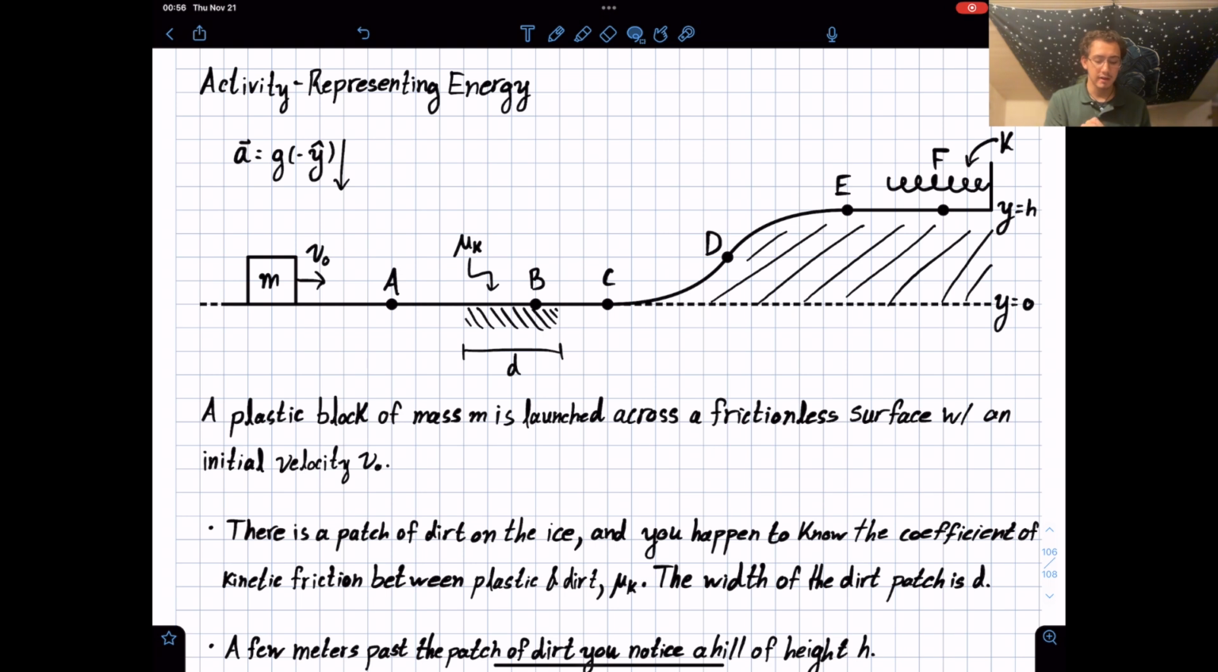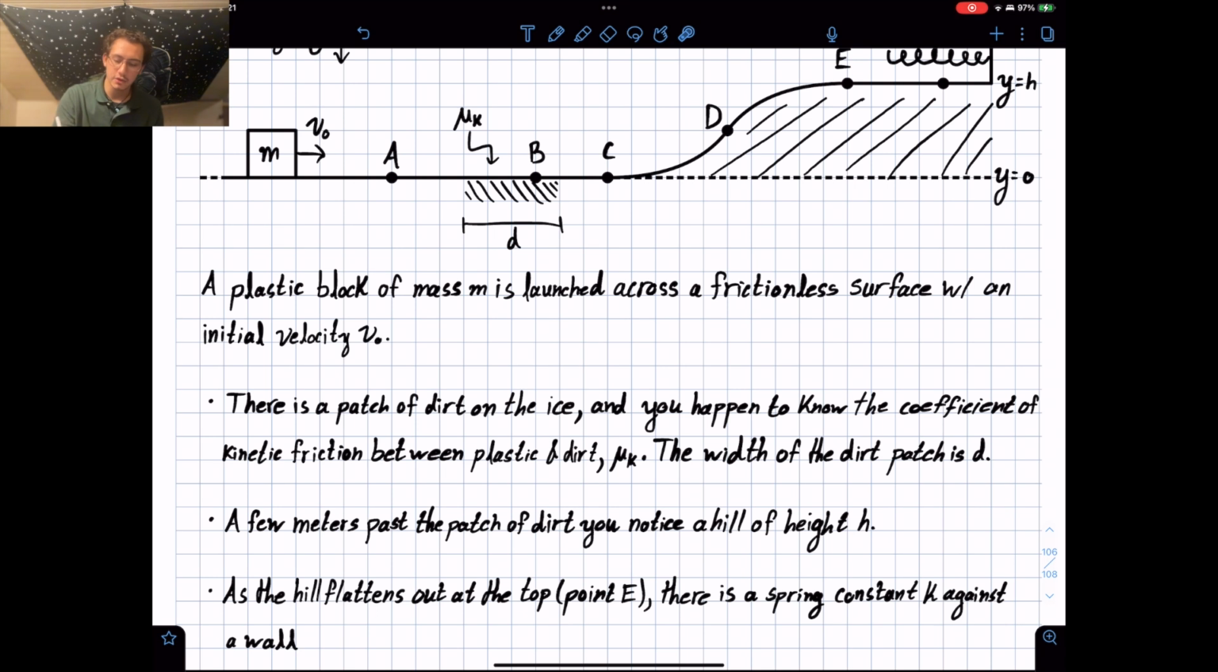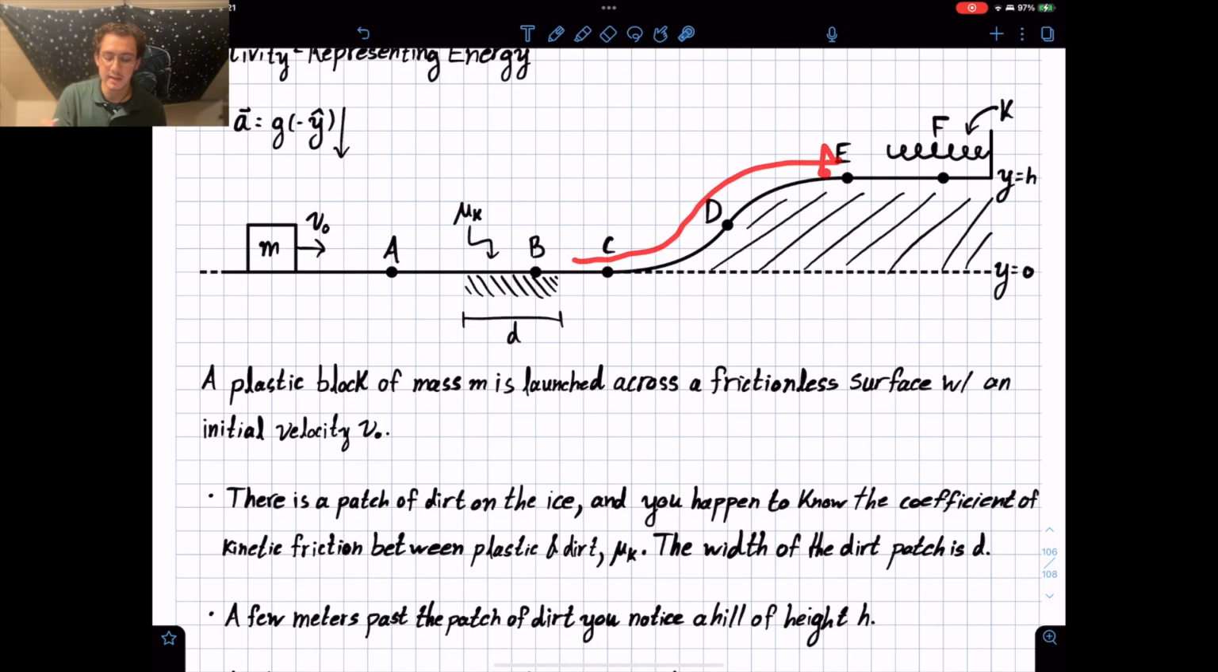A plastic block of mass m is launched across a frictionless surface with an initial velocity of v0. There's a patch of dirt on the ice, and you happen to know the coefficient of kinetic friction between plastic and dirt, μk, as anybody should know off the top of their head. And the width of the dirt patch is d. A few meters past the patch of dirt, you notice a hill of height h, right here. And the patch of dirt is right here. As the hill flattens out at the top, point E is at the same height, y equals h.